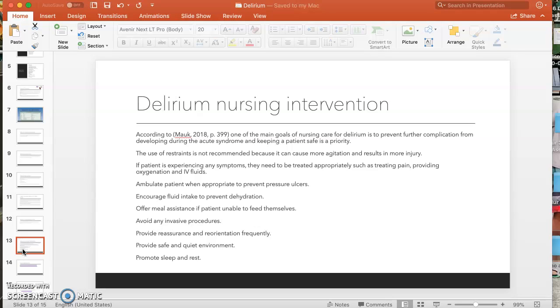Encourage fluid intake to prevent dehydration. Offer meal assistance if the patient is unable to feed themselves. Avoid any invasive procedures. Provide reassurance and reorientation frequently. Provide a safe and quiet environment. Promote sleep and rest.